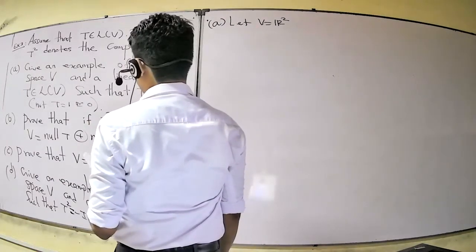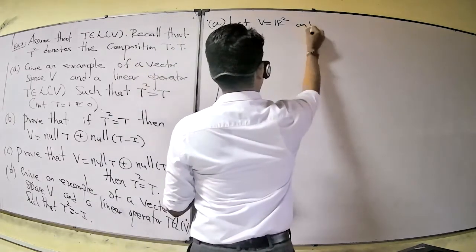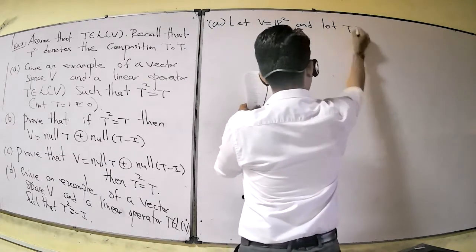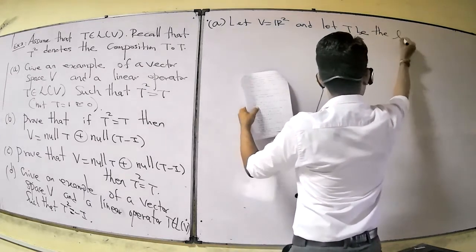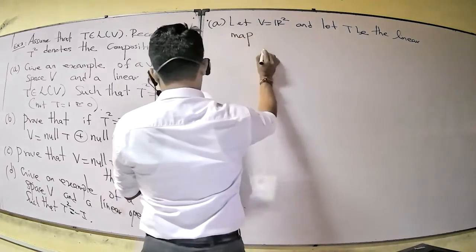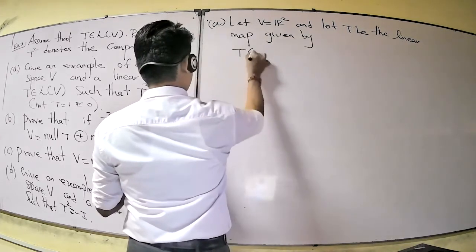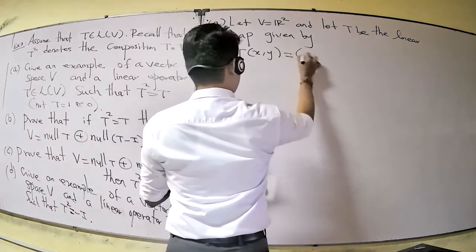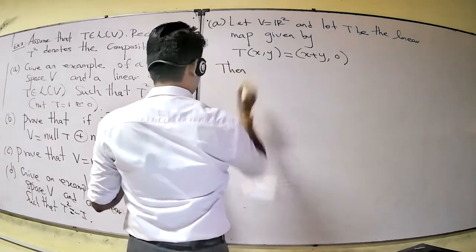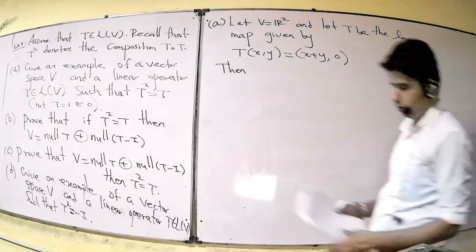You can find any example. Now we take V equal to R squared. V is the vector space R squared, and let T be the linear map given by T of (x, y) equals (x plus y, 0). Then you take this example, right? T of (x, y) equals (x plus y, 0). Now you want to show that T squared equals T. That is your claim.